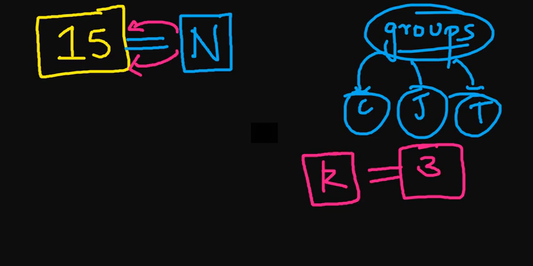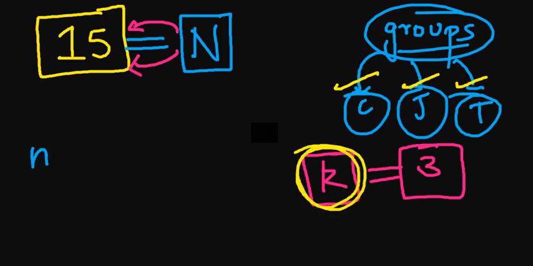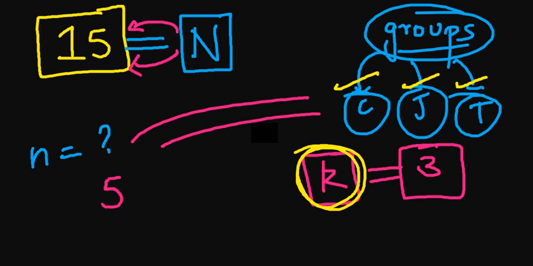Please remember this. Capital N will be the total number of participants. The number of groups will always be K. And what will be small n? Can you guess? Yes, you are right. Small n will be the number of participants in each group. So how many are there? There are 5 members, or 5 participants, or 5 subjects in each group. So you know this much so far.